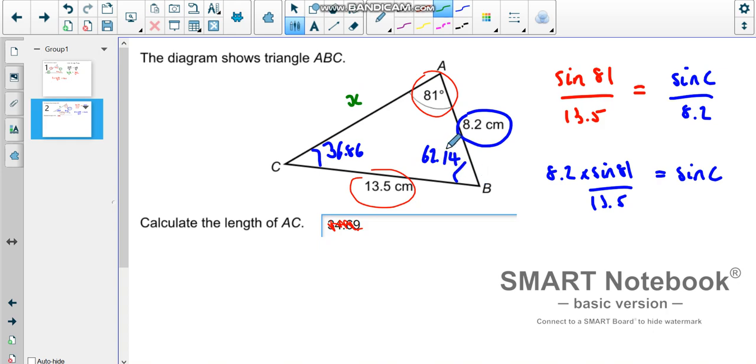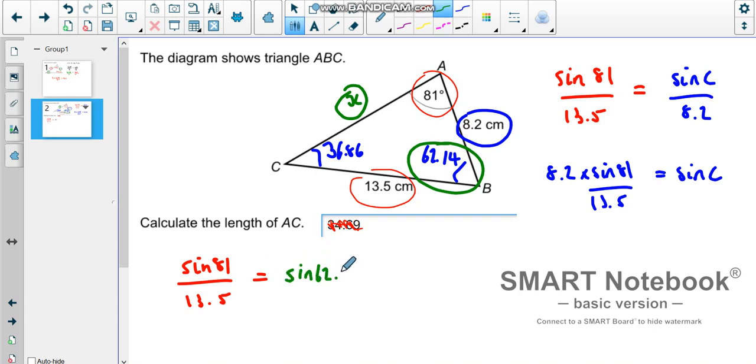We now have a pair where I need to find one. So I'm going to go back to the red one again because I know that I haven't got anything wrong there, because it's given to me in the question. I'm not going to use my new blue pair. So sine of 81 over 13.5 equals sine of 62.14 over x. Now we need to make x the subject of the formula.